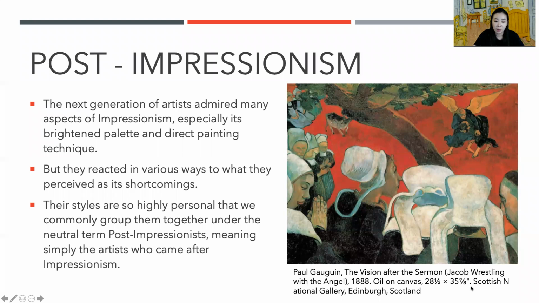The next generation of artists admired many aspects of Impressionism, especially its brightened palette and direct painting technique. But they reacted in various ways to what they perceived as its shortcomings. Their styles are so highly personal that we commonly group them together under the neutral term post-impressionists, meaning simply the artists who came after Impressionism. So we are going to see three post-impressionist artists: Georges Seurat, Vincent van Gogh, and Paul Gauguin.